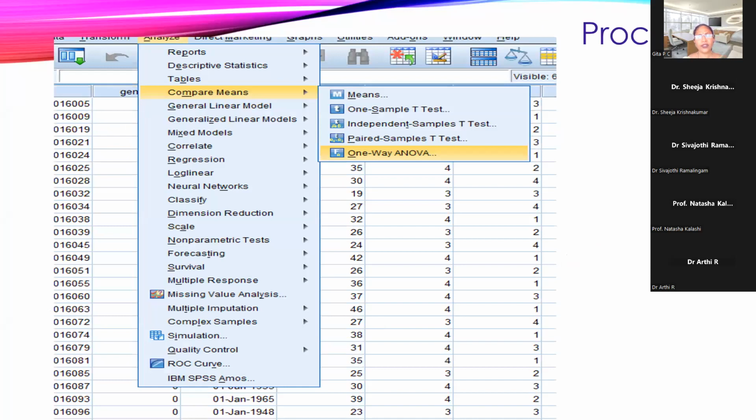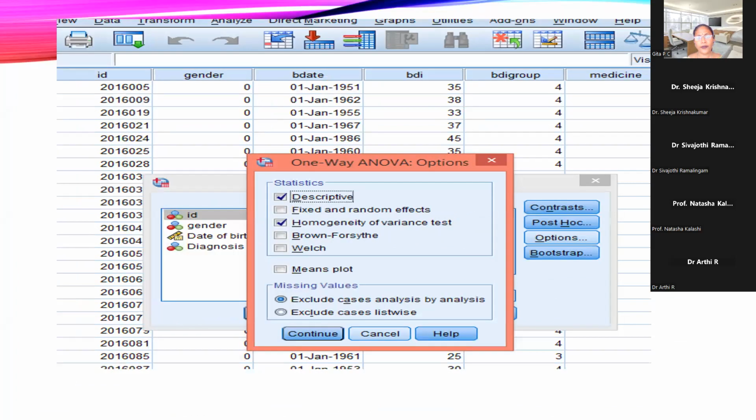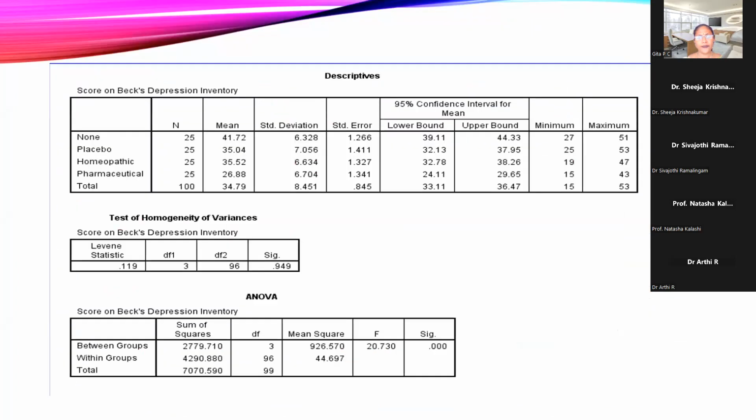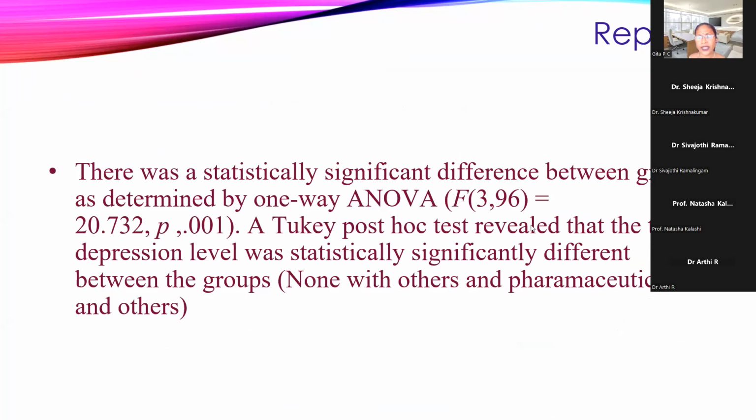Okay, so how did we do this? Analyze, compare means, one-way ANOVA. For the Tukey test, you have to click it. Then descriptive and homogeneity of variance test. So these are the various tables that we got there. Now let's see the interpretation.